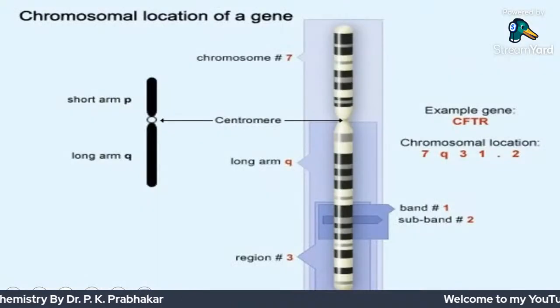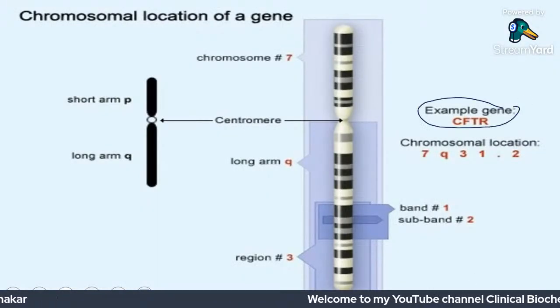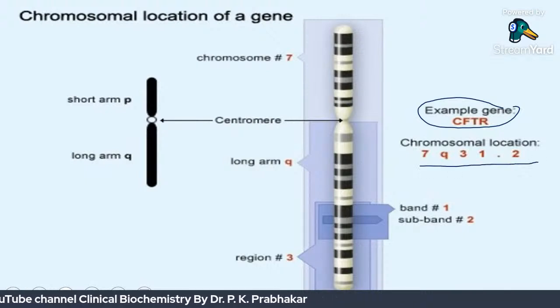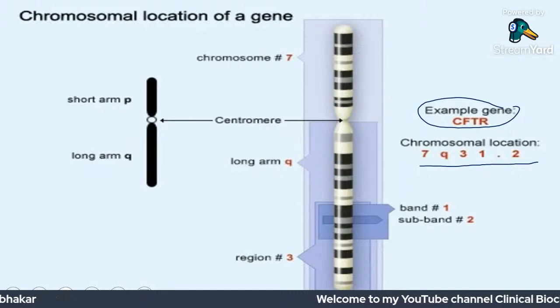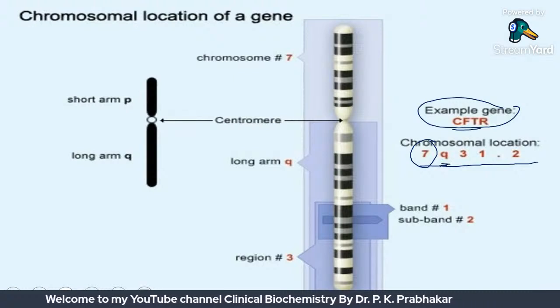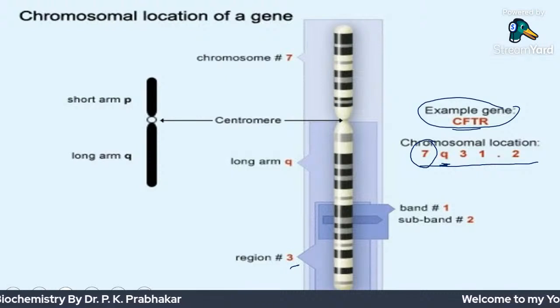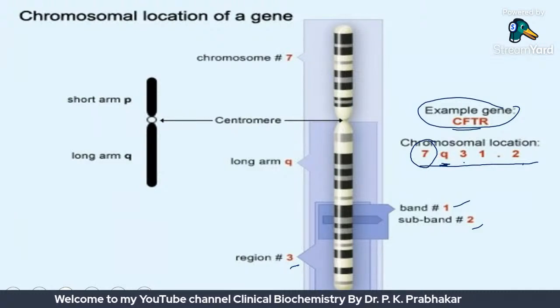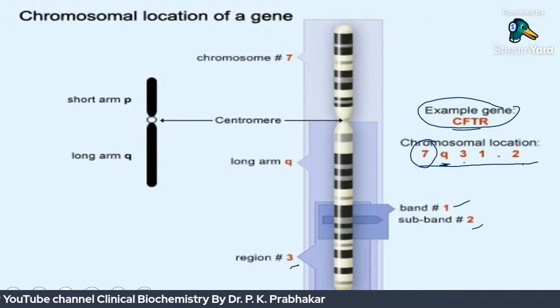For example, take the CFTR gene, which is mutated in cystic fibrosis. That CFTR gene's location is 7q31.2. What does this mean? This means the CFTR gene is present on chromosome number 7, on the long arm Q, in region number 3, band 1 and sub-band 2. So this is how chromosome locations are visualized, how bands, sub-bands, and regions are visualized.